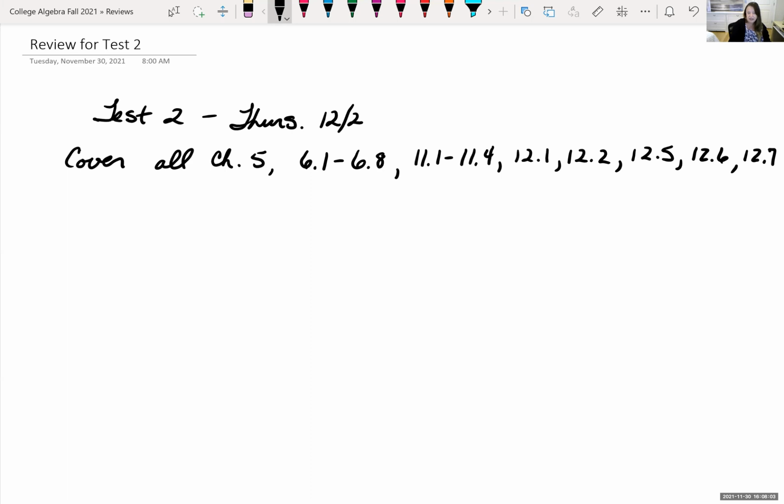12.5, we looked at partial fraction decomposition, where we took a complicated fraction and we rewrote it as a sum or difference of others. 12.6 was non-linear systems of equations, and 12.7 was non-linear inequalities or systems of non-linear inequalities. So graphing those and shading in the region that they have in common.